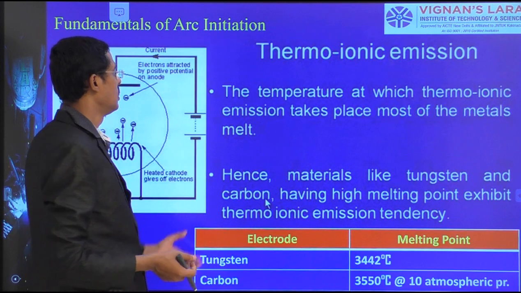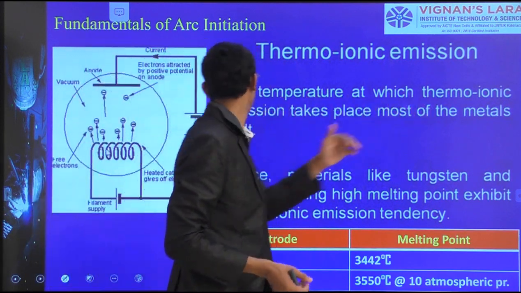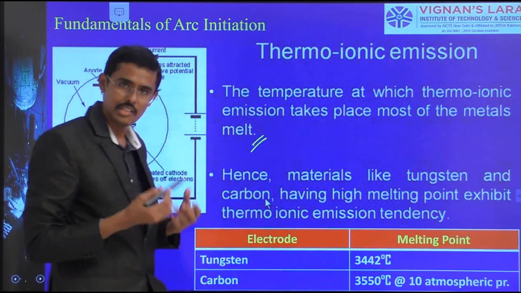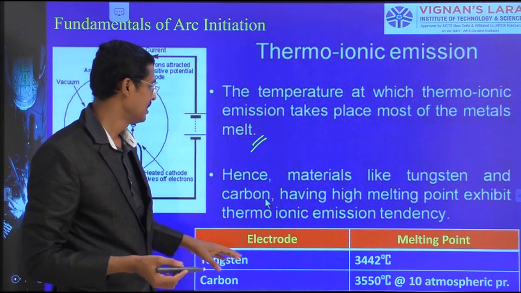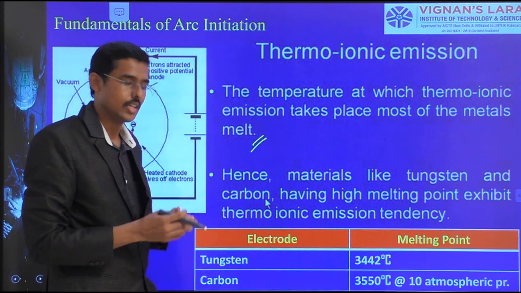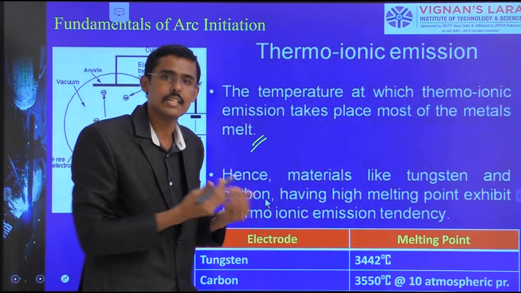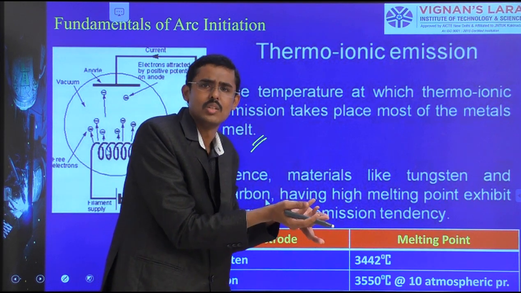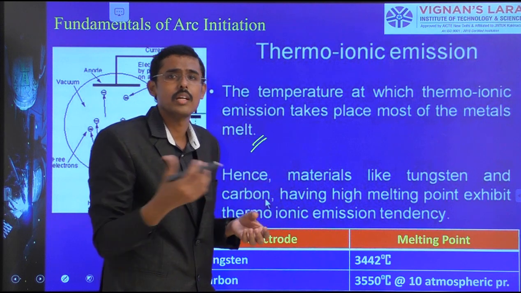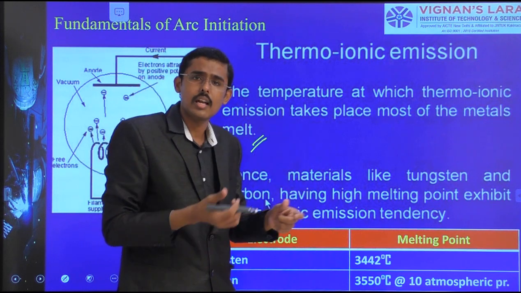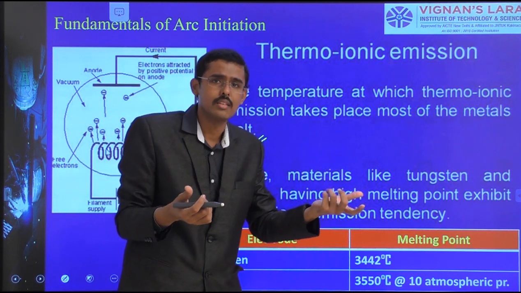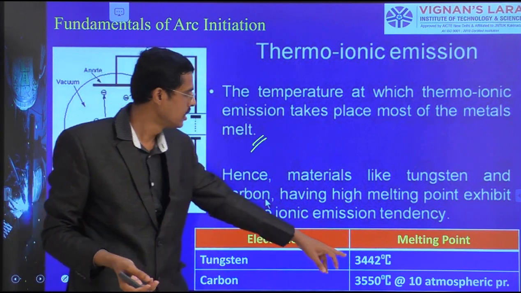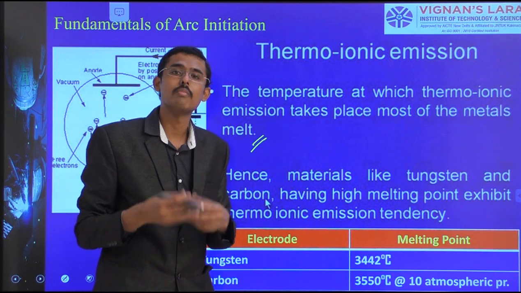Okay. The temperature at which thermionic emission takes place, most of the metals melt. Therefore I am using tungsten, which has a high melting point. If it is heated, kinetic energy is generated, but at the same time, if the other end melted, no use. Therefore, the point where the electron is released should not melt. Therefore, I am using the high melting material tungsten, which has a melting point of 3442 degrees centigrade.